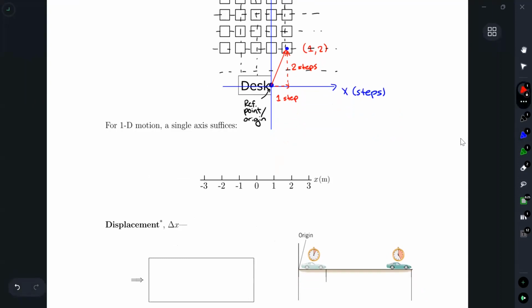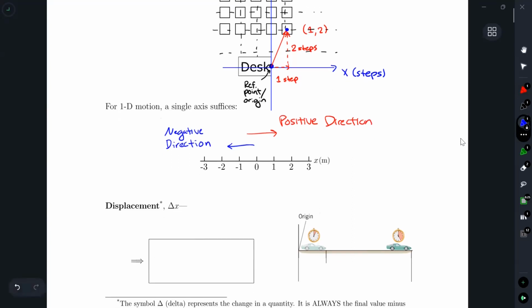And we tend to, because we read left to right, call right the positive direction and left the negative direction. I do wonder if some countries that read right to left do it the opposite way. I'm not sure. But this would be our origin.